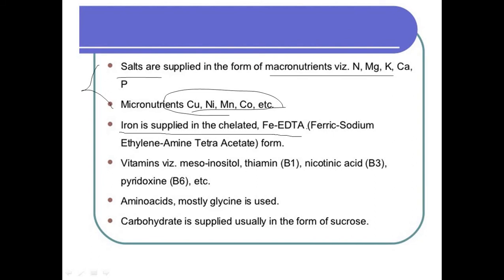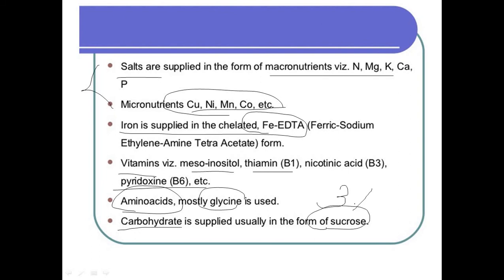Iron is supplied in the chelated form of FeEDTA, and the vitamins commonly used are myo-inositol, thiamine, nicotinic acid, and pyridoxine, and commonly used glycine as an amino acid, whereas carbohydrate is in the form of sucrose and the general concentration is 3% for tissue culture.